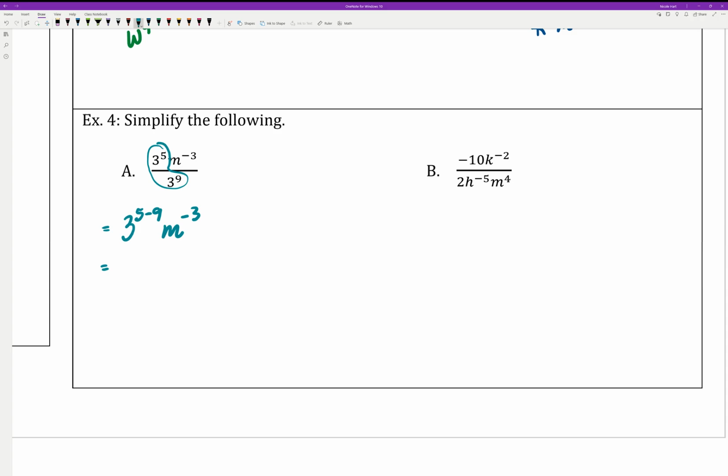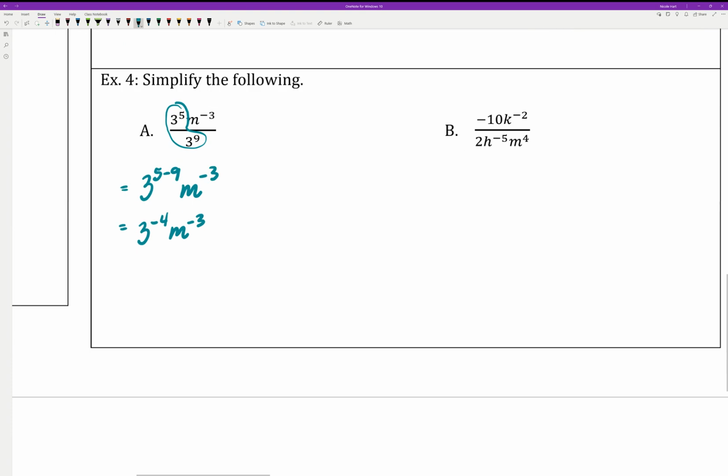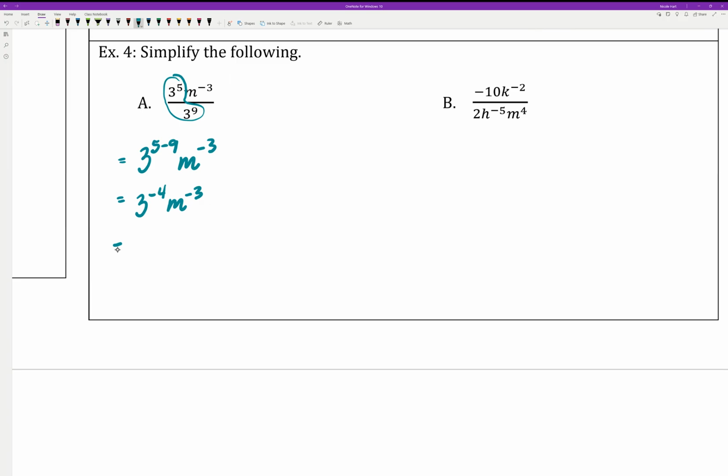I am going to deal with that negative 3 for the power of m, but I'm going to go ahead and simplify for the 3 first. 5 minus 9 gives us a negative 4, and then m to the negative 3. Now both of my exponents are negative, so that means they both are going to go downstairs, which is why I waited. So we have 1 over 3 to the power of 4. Again, once those exponents move downstairs, they are no longer negative. And then m to the power of 3. So this is an acceptable answer.